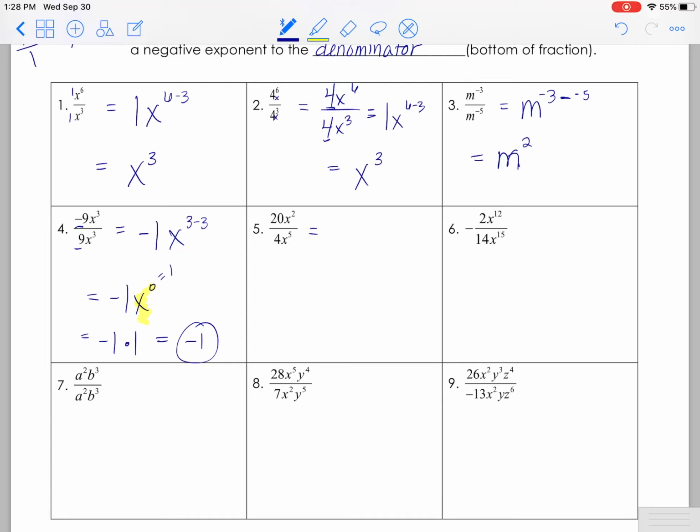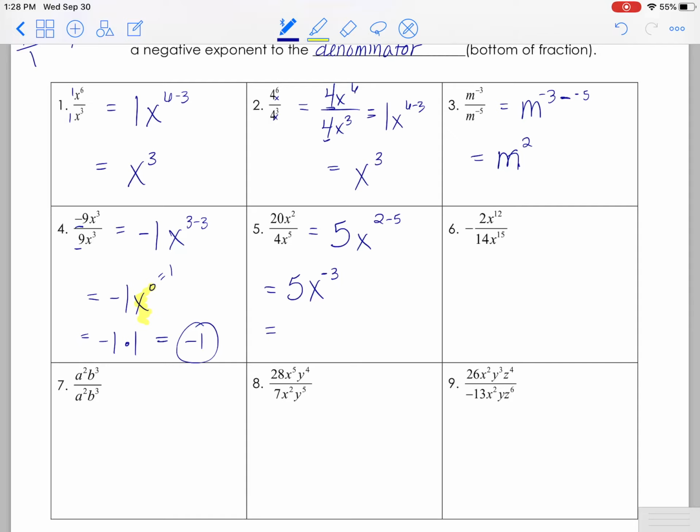All right, so let's divide. So 20 divided by 4 gets me 5. And I have x to the 2 minus 5. So I'm left with 5x to the negative 3. Now this is our negative exponent rule. We cannot leave my answer like this.